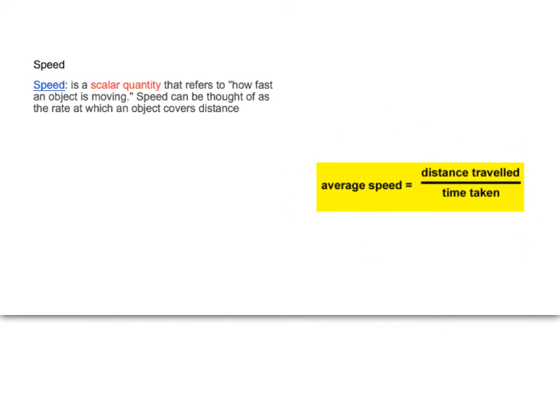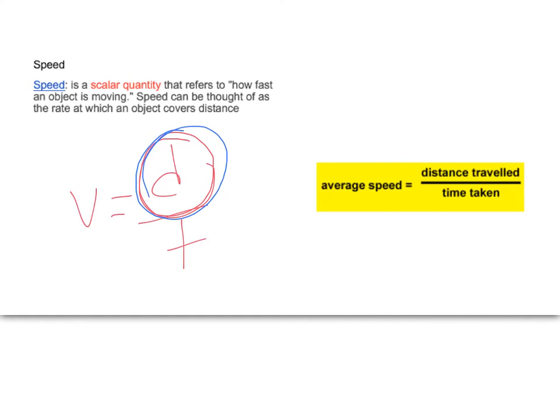So average speed is distance traveled over time taken, and you're going to see it written as v equals d over t. So distance traveled over time taken. Relatively straightforward. But the important thing here is we need to use the distance, not the displacement, the distance. So how far did they actually go?